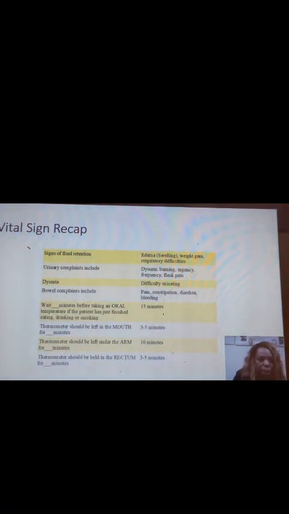If you are preparing to take an oral temperature and the patient just finished eating or drinking, you want to wait at least 15 minutes before you make an attempt to capture that measurement in order for the measurement to be accurate.